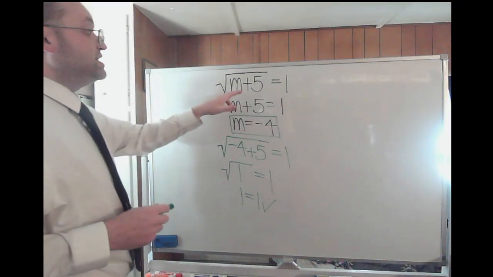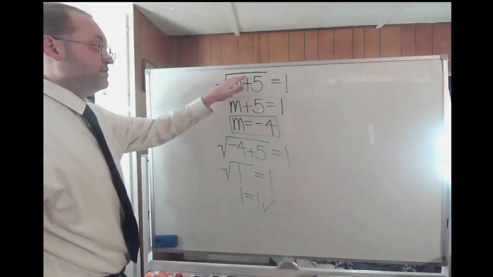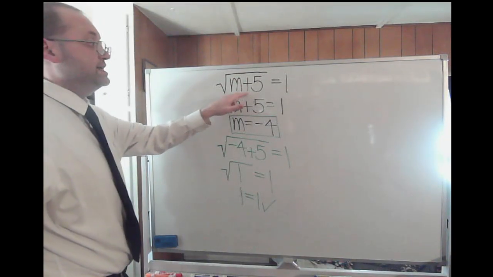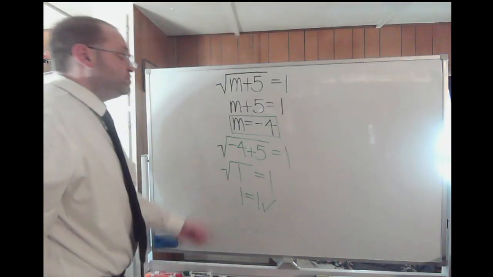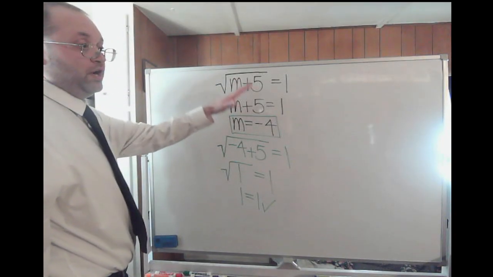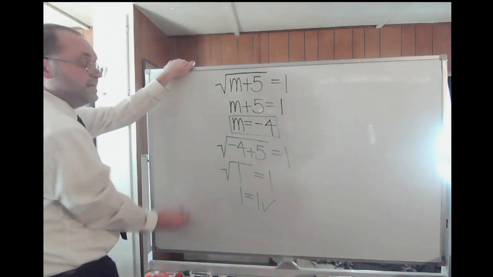As long as it doesn't make the entire result inside of the square root, or the radicand, negative, you're good. It doesn't mean you can't have a negative number somewhere in here, but it can't make the entire m plus 5 negative, if that makes sense.